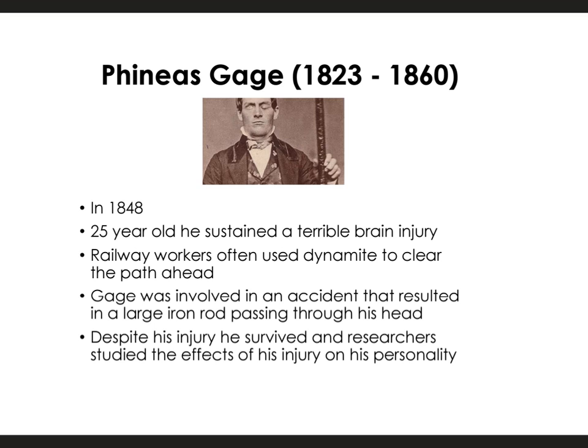But in 1848, when he was 25 years old, he had an iron rod go in through his face and damage his frontal lobes. So the reason why the case study of Phineas Gage is so important is because he was able to continue living after a huge chunk of his brain was damaged. He wasn't the same afterwards. He did end up having personality changes.